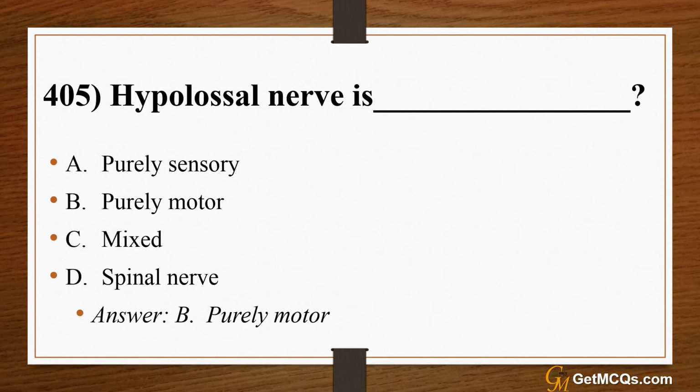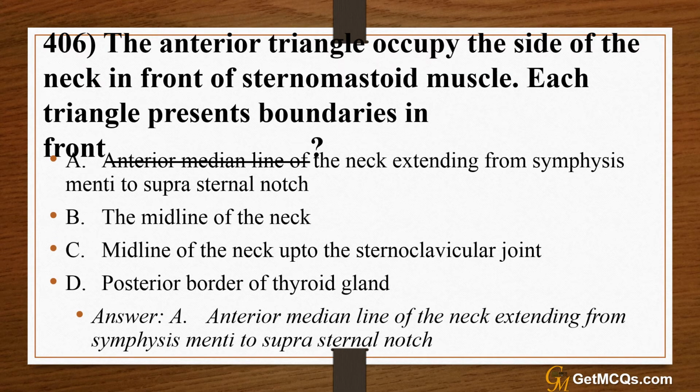405. Hypoglossal nerve is? Answer: B. Purely motor. 406. The anterior triangle occupies the side of the neck in front of sternomastoid muscle. Each triangle presents boundaries in front? Answer: A. Anterior median line of the neck extending from symphysis menti to suprasternal notch.